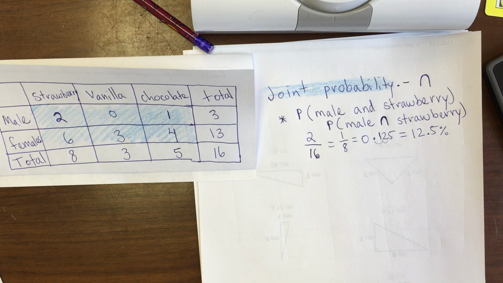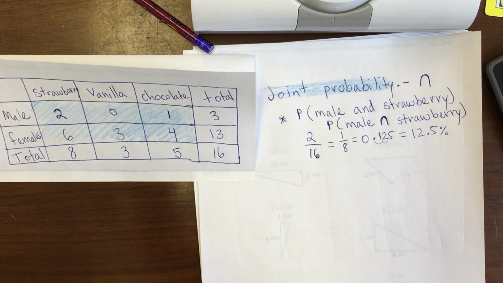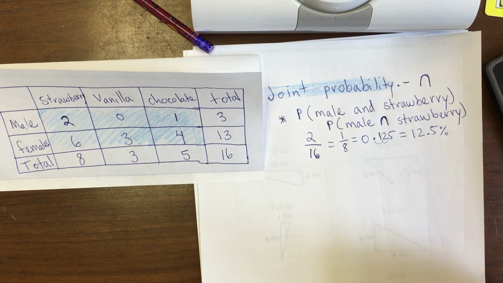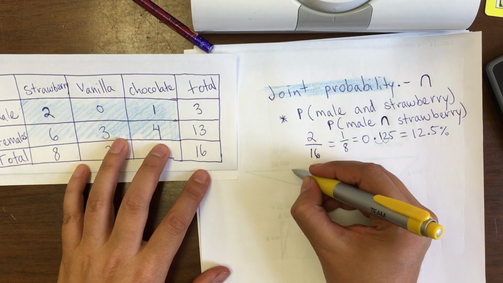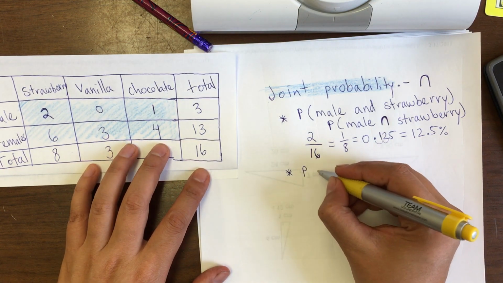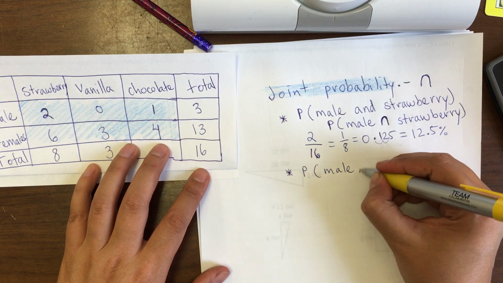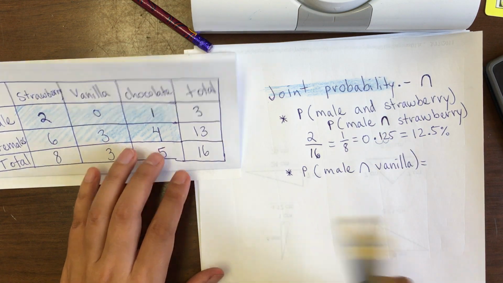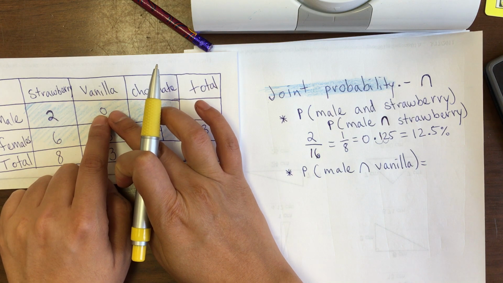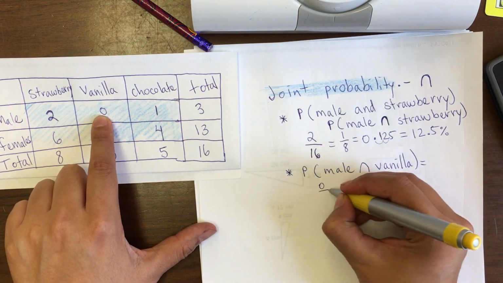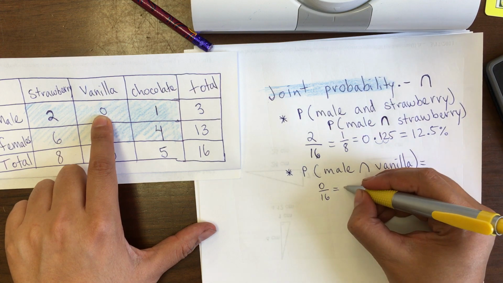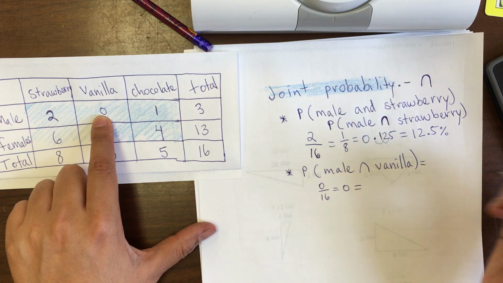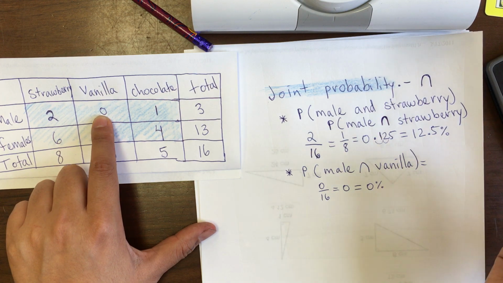Now, what is the probability of somebody being male and liking vanilla? Okay, we go to the male and vanilla, which is equal to 0 out of 16. In decimal form that will be 0.0, or just 0, and that's 0%. Okay.